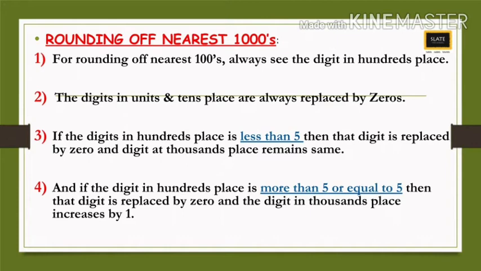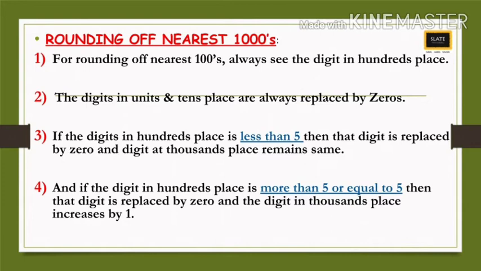So slaters, here we are comparing the hundreds place digit, right? So the ones place and tens place digits will be replaced by 0. Now third point. If the digit at the hundreds place is equal to 5 or greater than 5, it is replaced by 0 and 1 is added to the thousands place digit. So whatever digit we are comparing, if it is equal to 5 or greater than 5, it is replaced by 0 and 1 is added to the thousands place digit.